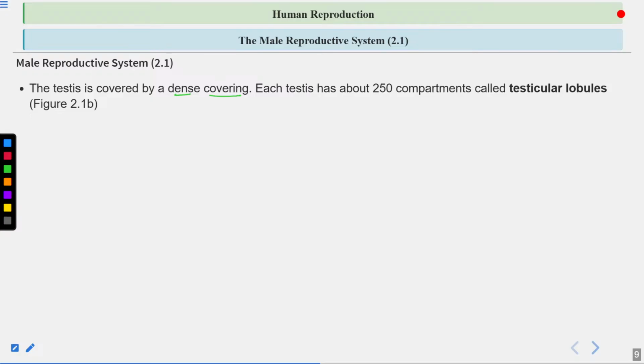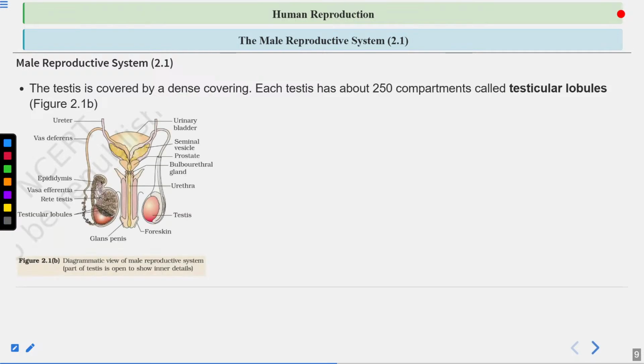Now each testis has about 250 compartments which are known as testicular lobules. I'll just show you the figure of these testes. So here you can see this is a diagrammatical view of male reproductive system, and the part of testis is open to show the inner details. So you can see the anatomy of the testes here. Testes are oval shaped. You can see within the testes 250 testicular lobules are present.